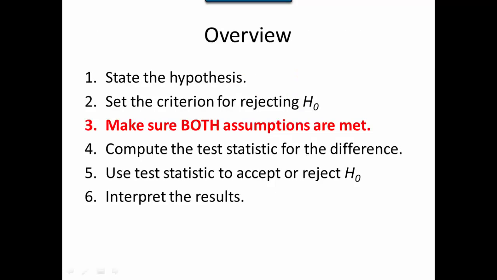So now that I've explained the two assumptions that have to be met, I'm just going to kind of insert a note in my steps of testing. After you set your criterion for rejecting your null hypothesis, you have to check that both your assumptions are met and that you're doing the right test.